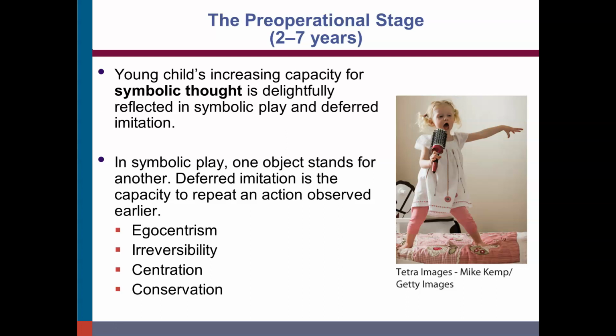The next phase is what Piaget called the preoperational stage, between two and seven years old. This is when the child is able to engage in what's called symbolic thought. So it doesn't have to be literal, it can be symbolic. One object can stand for another.